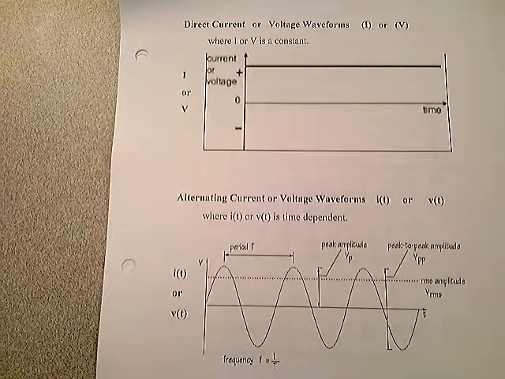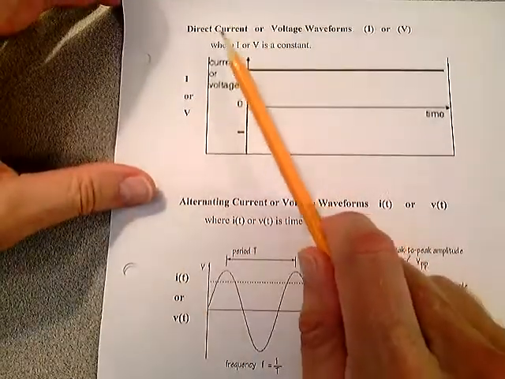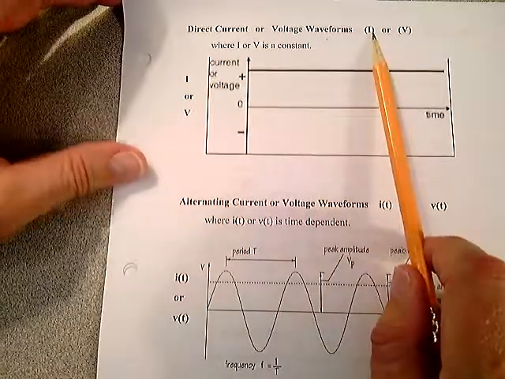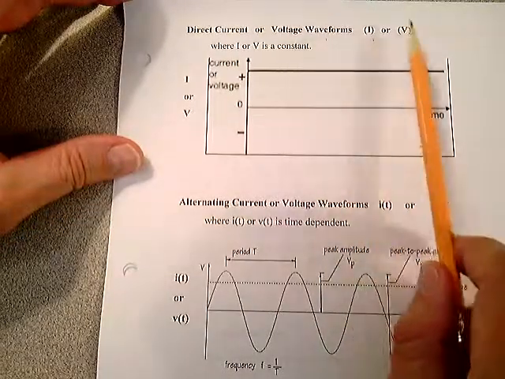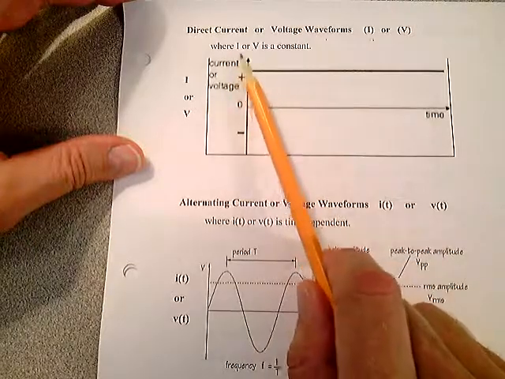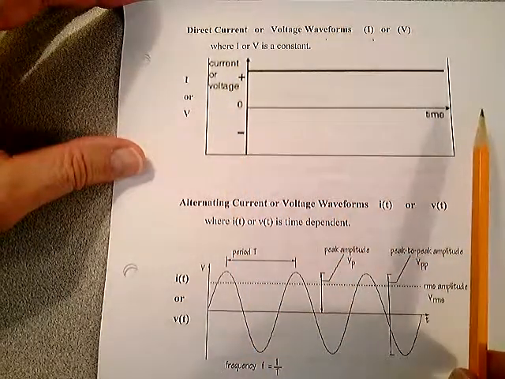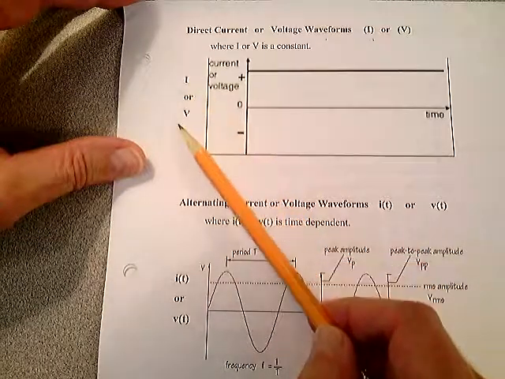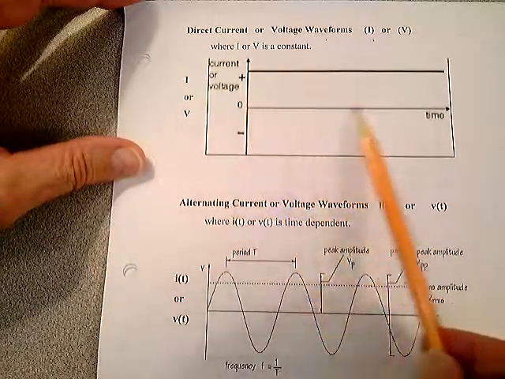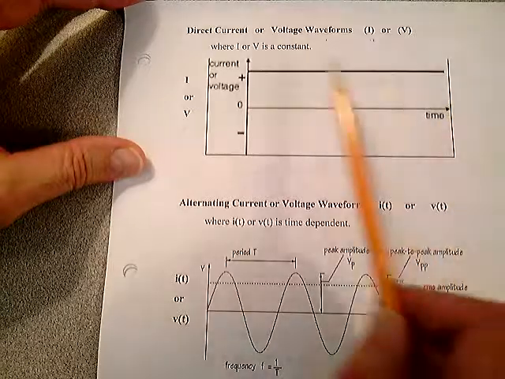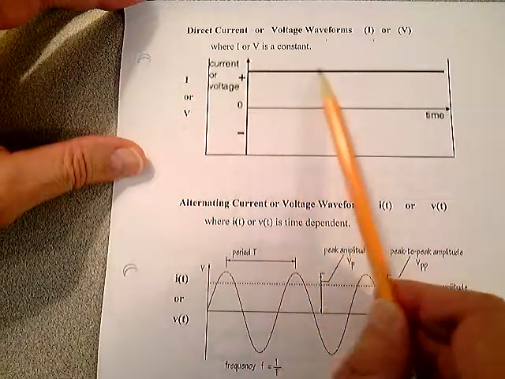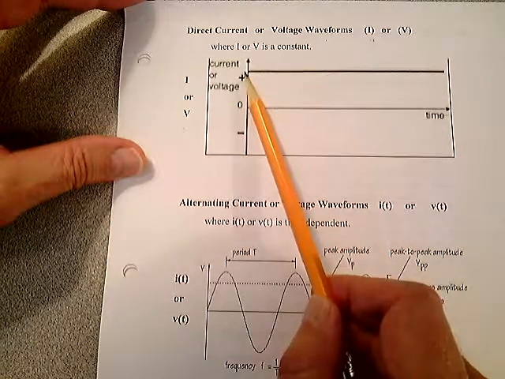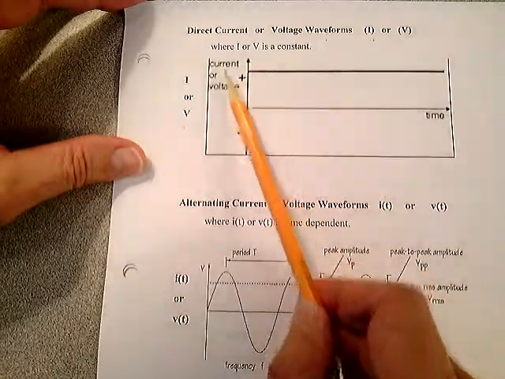On page number 5, I mentioned a minute ago, you have direct current or voltage waveforms, and they're represented by capital letters. I for current, V for voltage, where I or V is a constant and looks like this. The ordinate axis is either current or voltage, and you have time in the abscissa axis. In this case we're showing a fixed voltage or current, a constant voltage or current of 10 amps or 5 volts or whatever we want to label this scale.